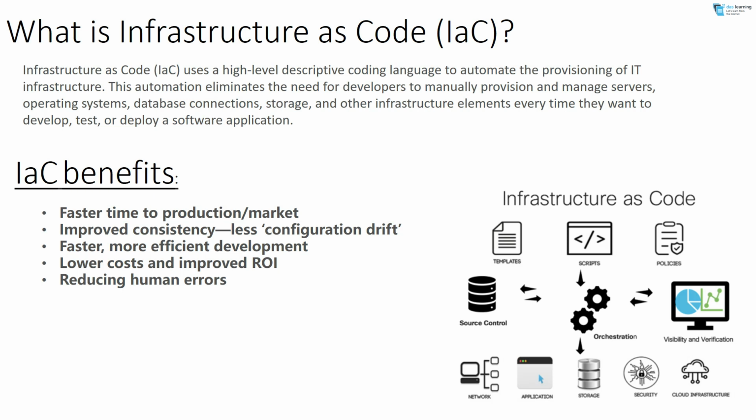First thing first, what is infrastructure as code? Infrastructure as code is nothing but a high-level descriptive language which we can use to deploy any resource in cloud or maybe in private cloud as well. Every cloud provider does have their own infrastructure as code tool. For example, AWS has CloudFormation, Azure has ARM templates.